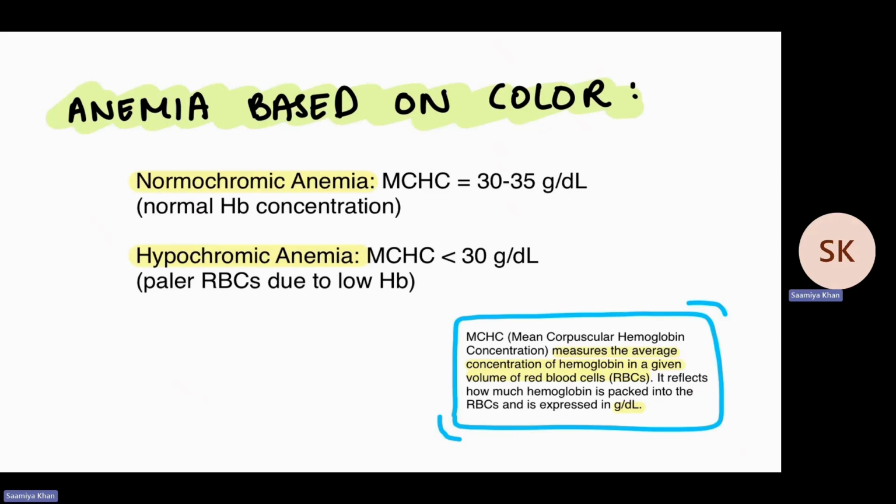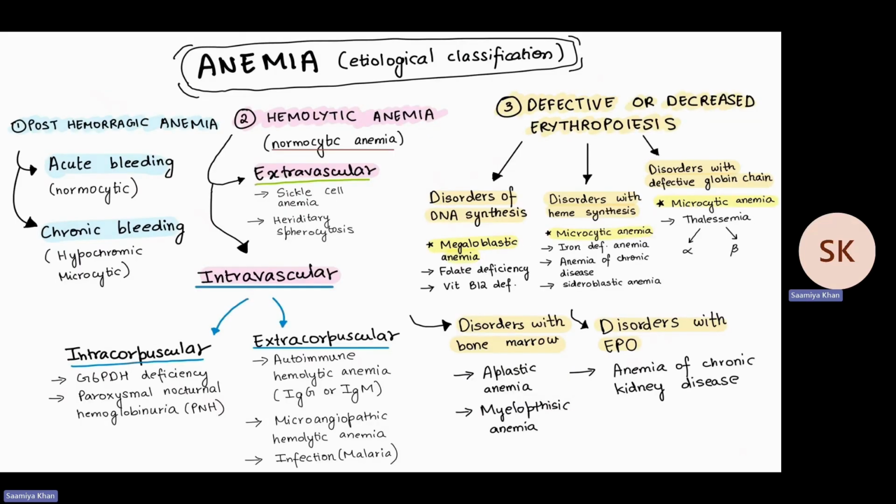That's why we're going to say hypochromic microcytic anemias, which is small pale RBCs. Normochromic means that it's completely normal. The RBC color is completely normal because it's in the range, which is 30 to 35 gram per deciliter.